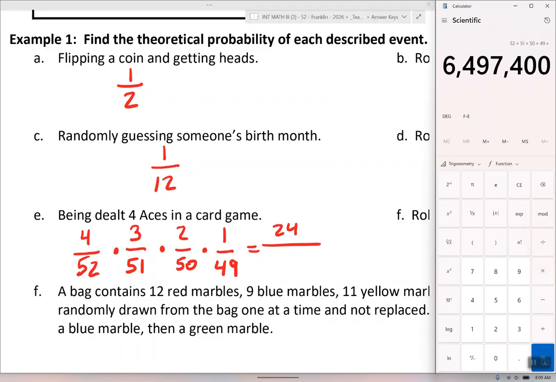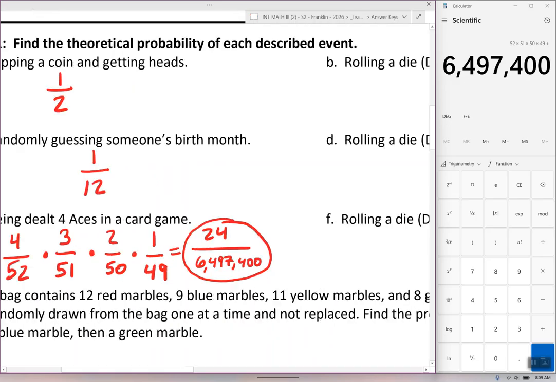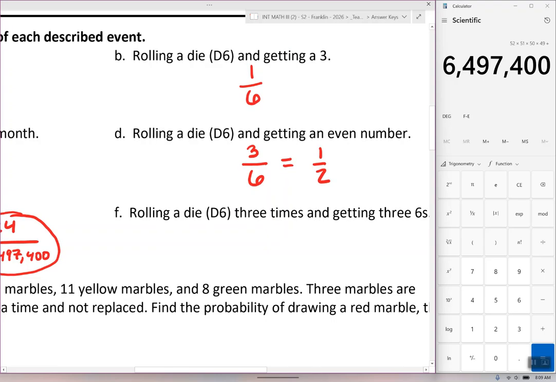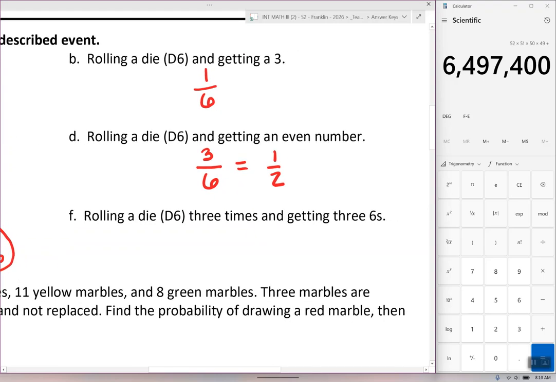And we end up with 6,497,400. We could reduce that, but because the number's so big, it's going to take a long time to do, and it's not necessary, so we'll leave it like that. Pretty unlikely, but it does happen. Okay, rolling a die, a d6, 3 times and getting 3 sixes.